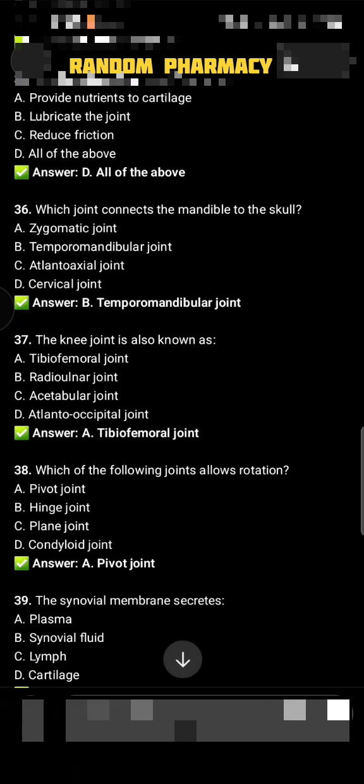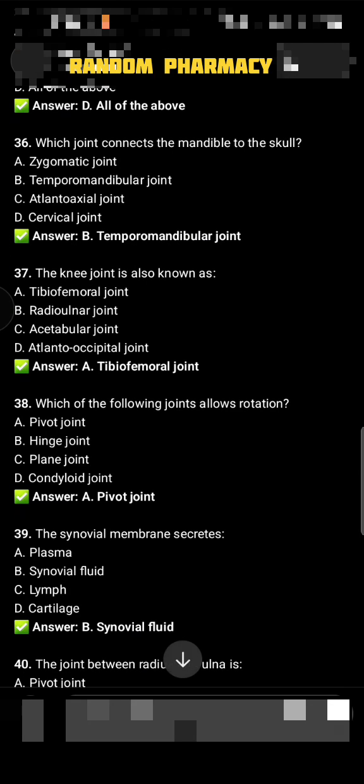Which joint connects the mandible to the skull? Zygomatic joint, temporomandibular joint, atlantoaxial joint, cervical joint. The right answer is B, temporomandibular joint. The knee joint is also known as tibiofemoral joint, radioulnar joint, acetabular joint, atlanto-occipital joint. The right answer is tibiofemoral joint.